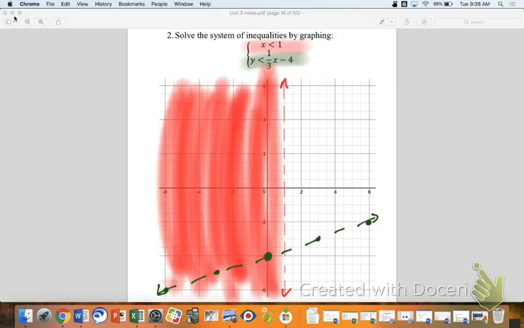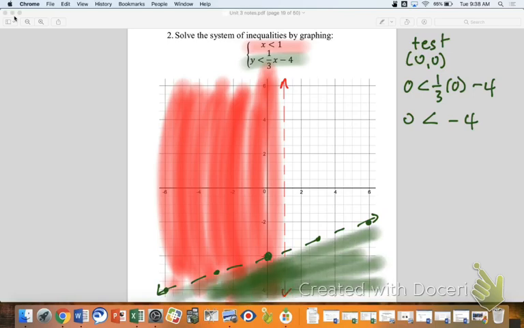Did you guys test out 0, 0 on this one? Okay. So 0, 0. And the statement would be 0 is less than 1/3 times 0 minus 4. 0 is less than -4. Is that true? Is 0 less than -4? No, sorry, 0 is actually bigger than. So plugging in 0, 0 created a false statement. So that means I need to shade in the region that doesn't have 0, 0. That's actually down here, kind of on that lower part of the graph.